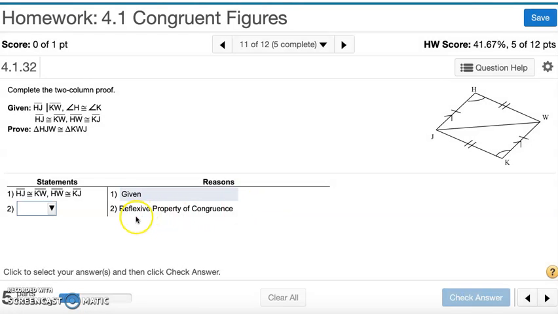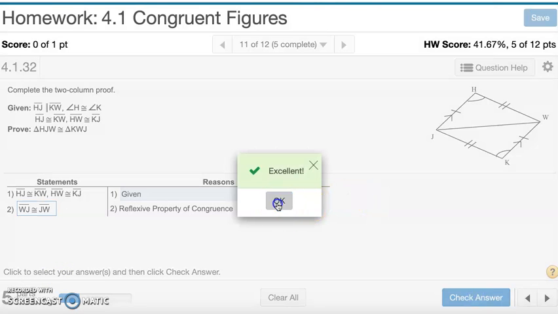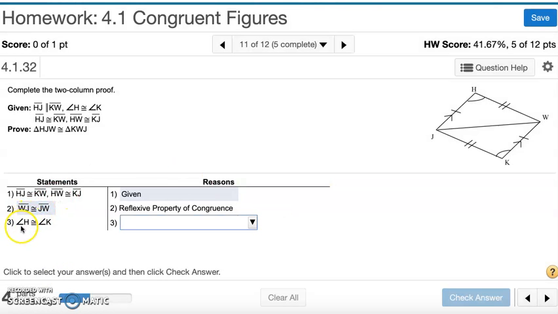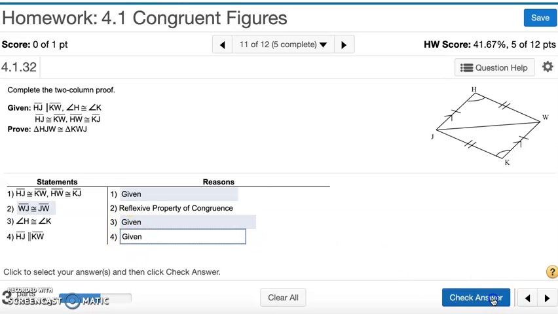Second statement, reflexive property, and reflexive property is saying something is congruent to itself. In this case, we're going to want to point out that JW is equal to WJ because they're a shared side. So that's the second statement. So now we are saying angle H is congruent to angle K. That is actually given. We're told that angle H is congruent to angle K. And then HJ is parallel to KW. Again, we're told that. That's our given.